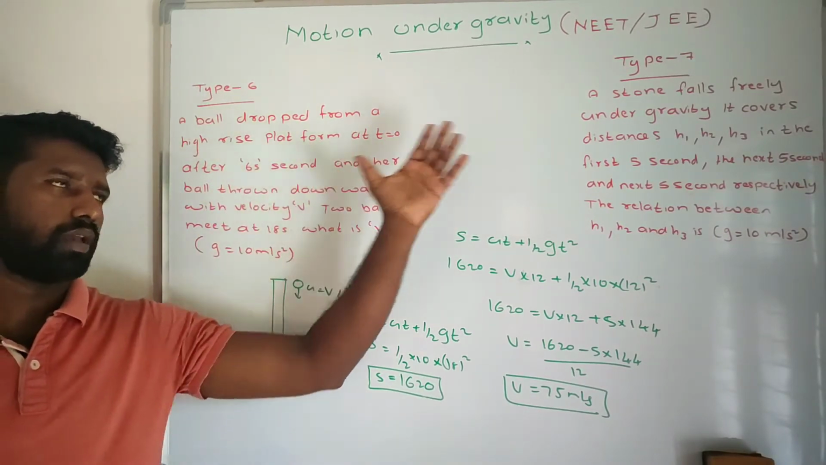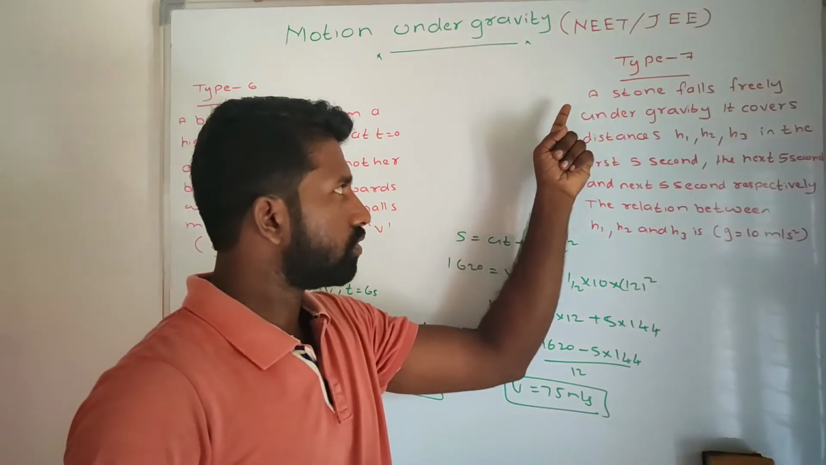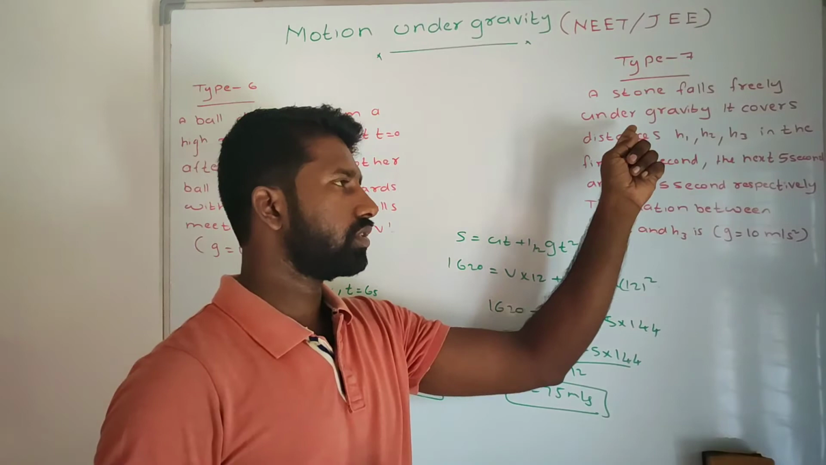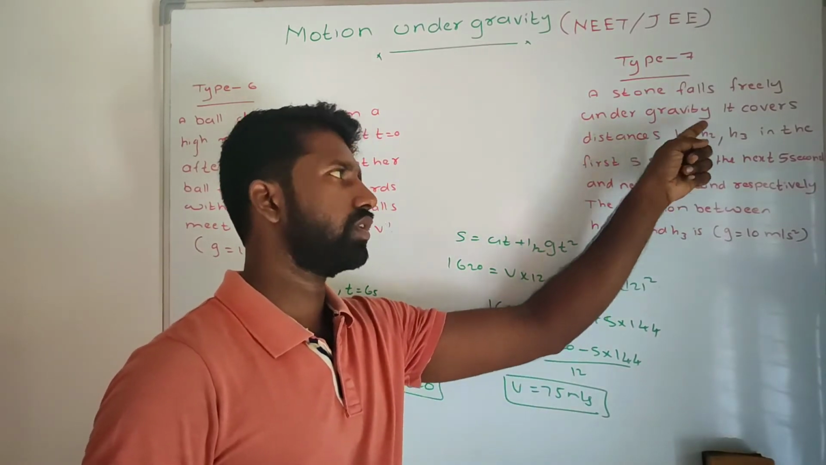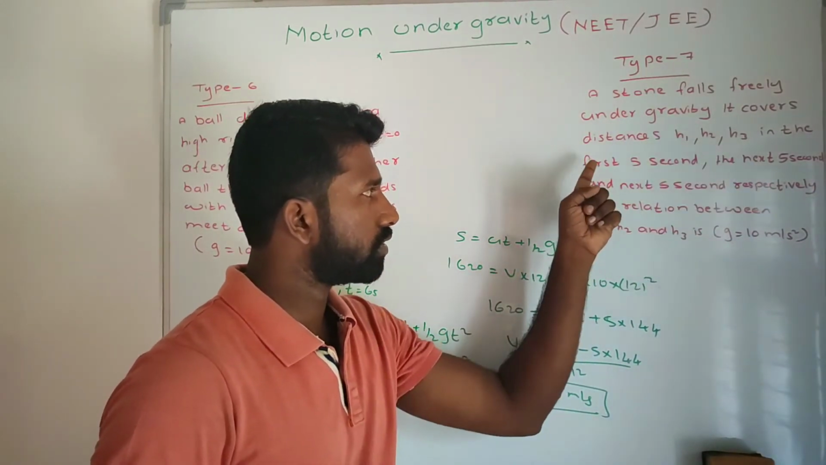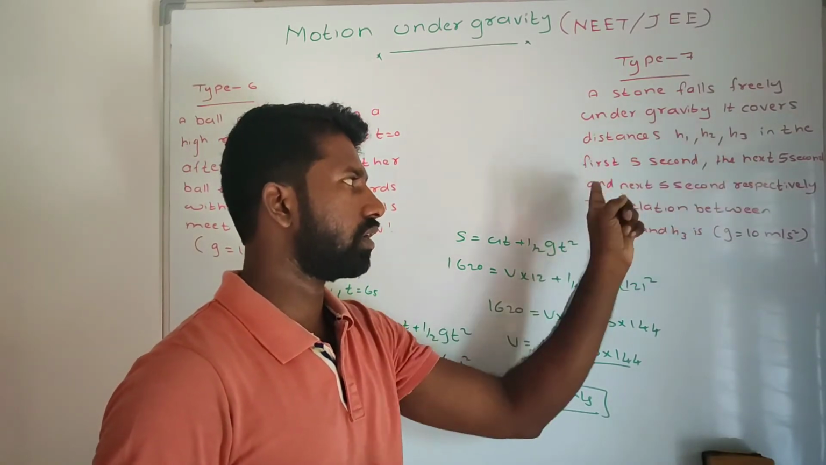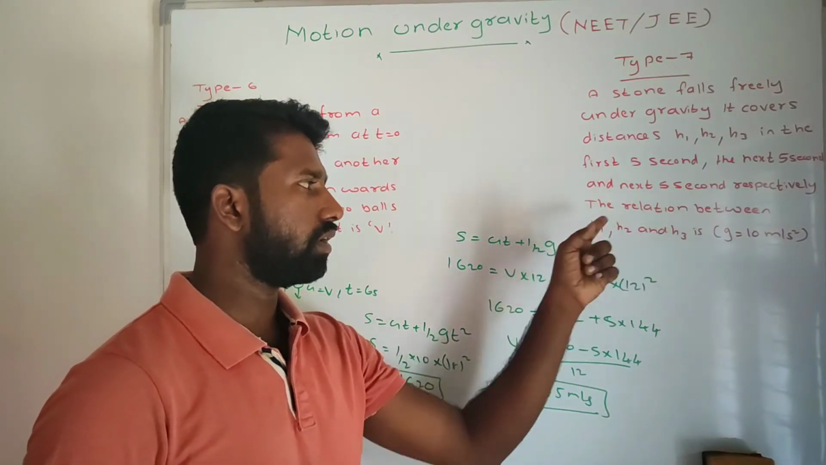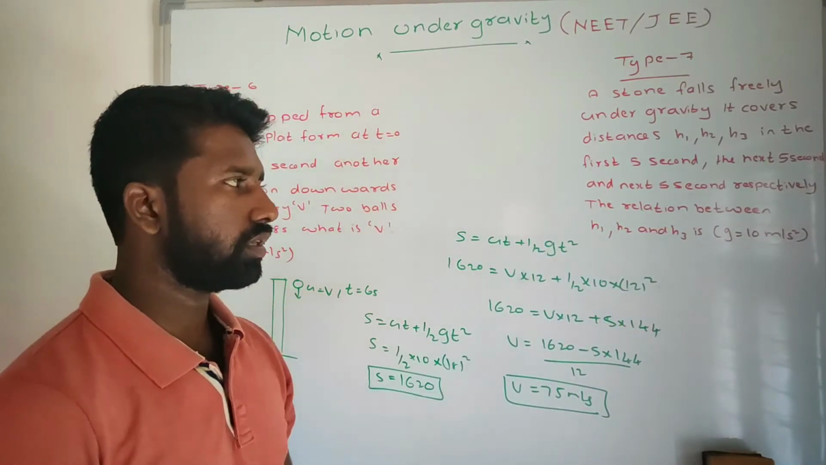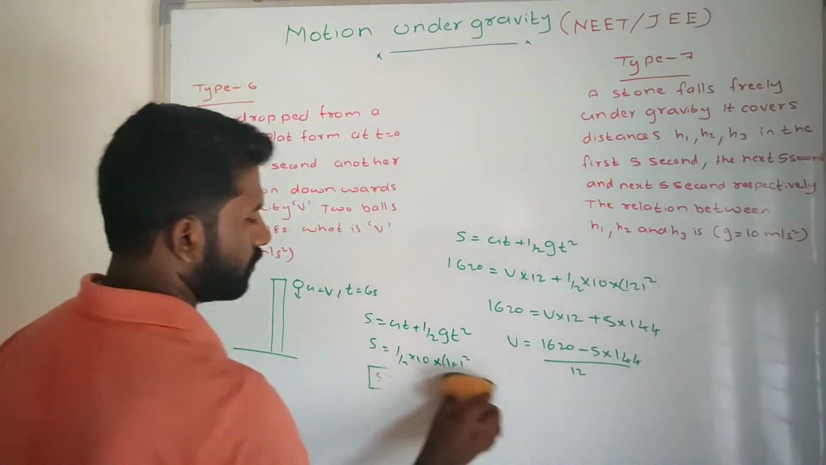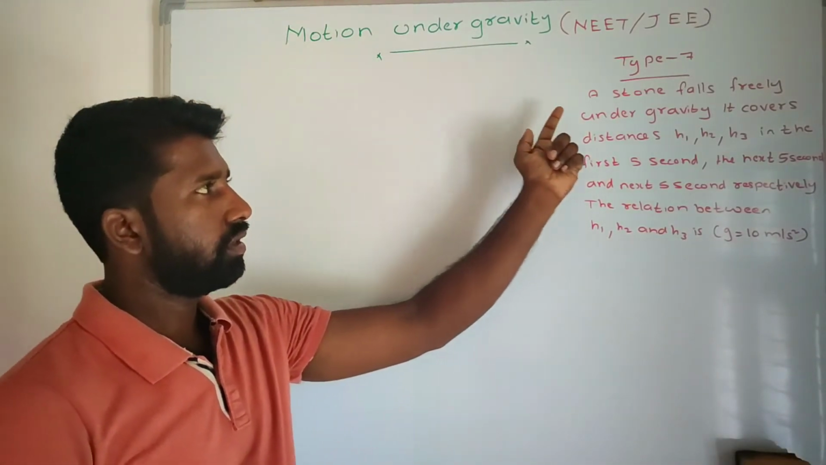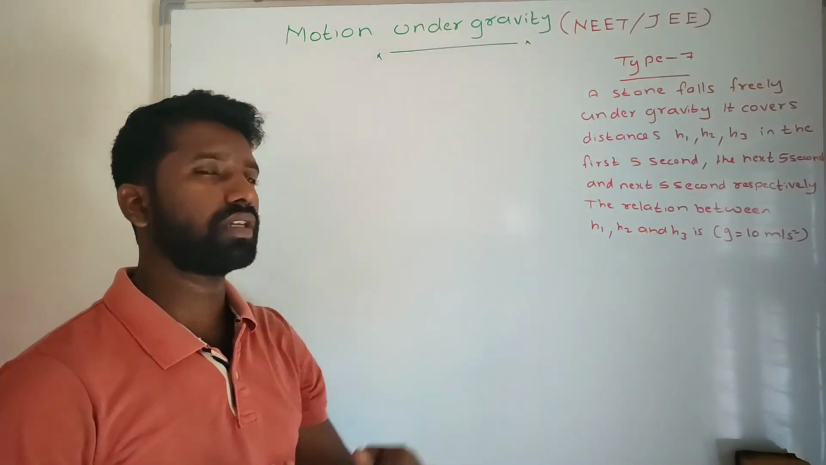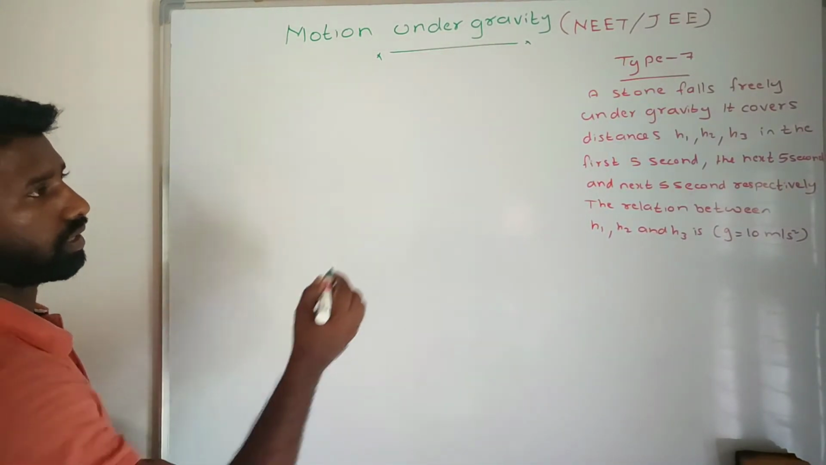Now we will see type 7. A stone falls freely under gravity. It covers distances h1, h2, h3 in the first 5 seconds, next 5 seconds, and next 5 seconds respectively. The relation between h1, h2, h3 we need to find. They have given that a stone falls h1 distance in the first 5 seconds, h2 distance in the next 5 seconds, and h3 distance in the next 5 seconds.